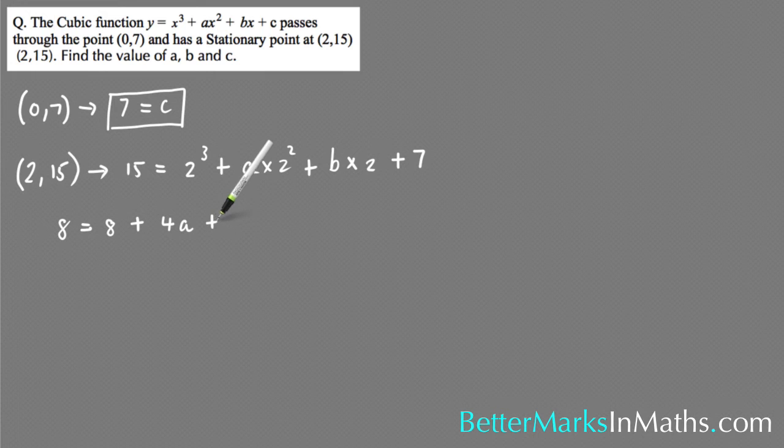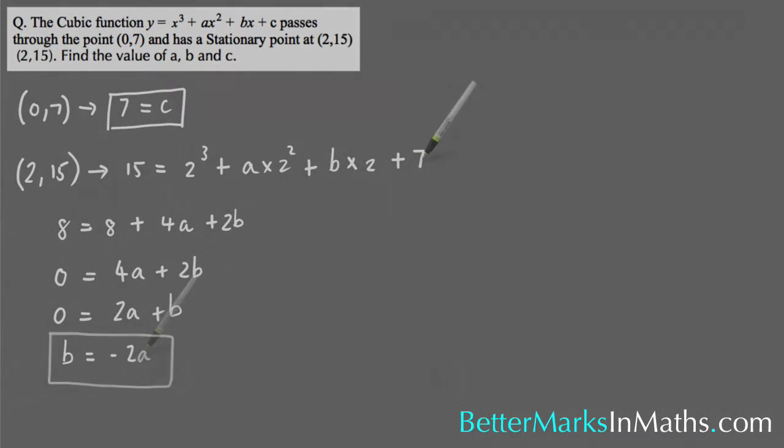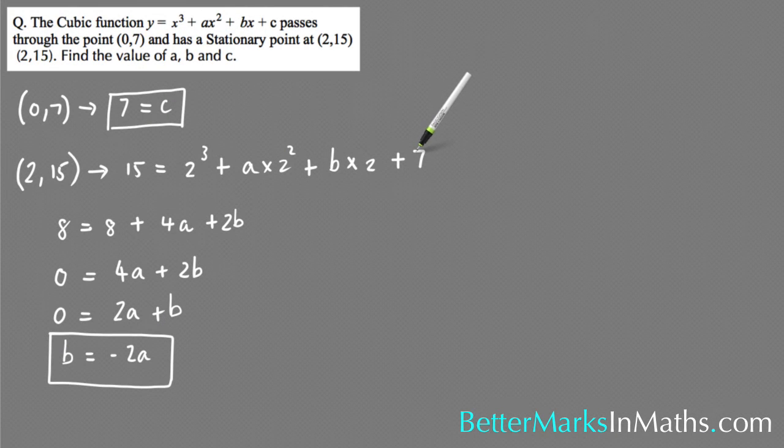So 8 is equal to 2 cubed, which is 8, plus a times 2 squared, which is 4a, plus 2b. And then minusing 8 from both sides, you would end up with 0 equals 4a plus 2b. Then dividing everything by 2, you get 0 equals 2a plus b, and from there b equals minus 2a.